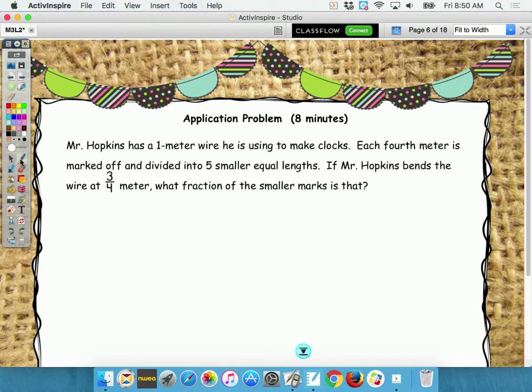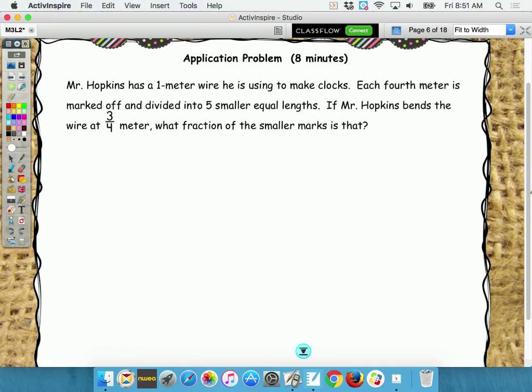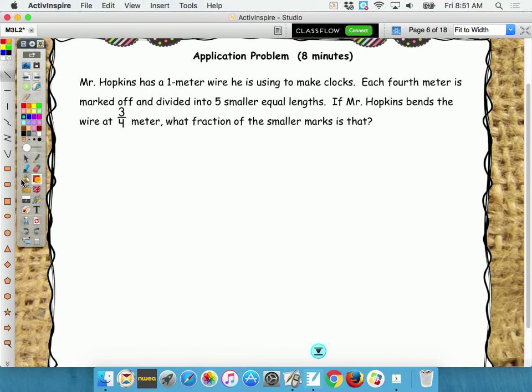Okay, now I know. This is confusing, isn't it? Yep. So let's start with the tape diagram because that's a really good way to start organizing our information. So he has a 1 meter wire that he is using to make clocks. So let's make it probably about that long, okay?